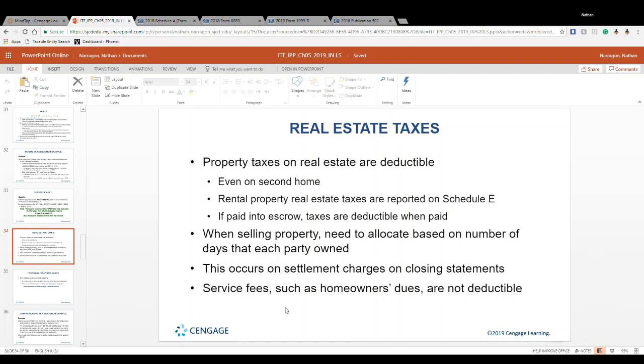Mostly this also occurs on settlement charges on closing statements where we can find it. Service fees such as homeowners dues are not deductible. They're deductible with a home office if they're Schedule C, but not deductible on itemized. They are not considered taxes.